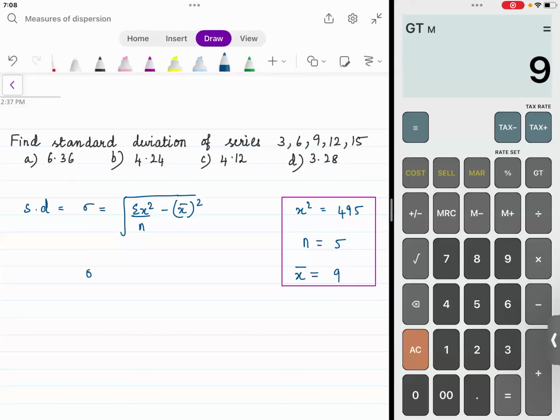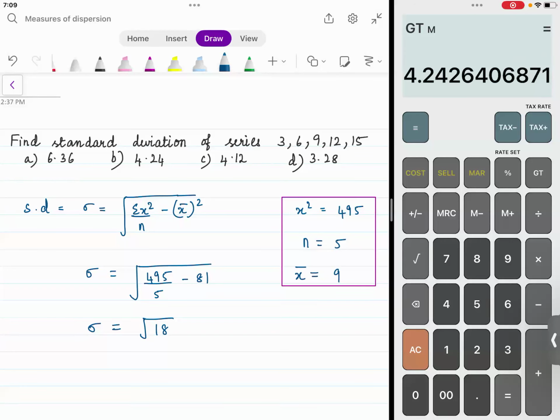So sigma is equal to, let us substitute all the values that we found out. Sigma is equal to root of (495 divided by 5 minus x bar the whole square). 9 square is 81. We'll do the subtraction and then we will take the root. So 495 divided by 5 is equal to 99. 99 minus 81 is equal to 18. So sigma is equal to root 18. What is root of 18? It is equal to 4.24. So the standard deviation of the series is 4.24. Option B is the correct answer.